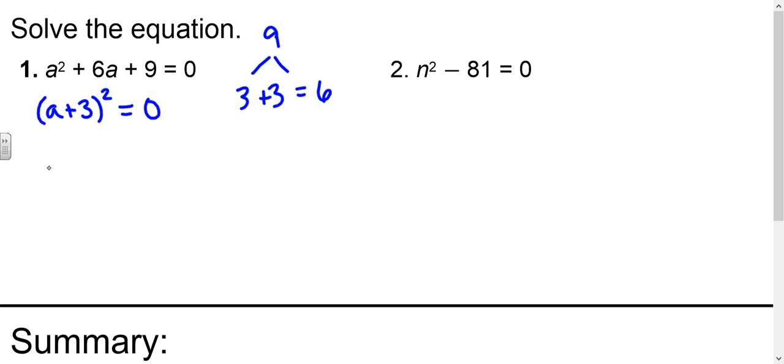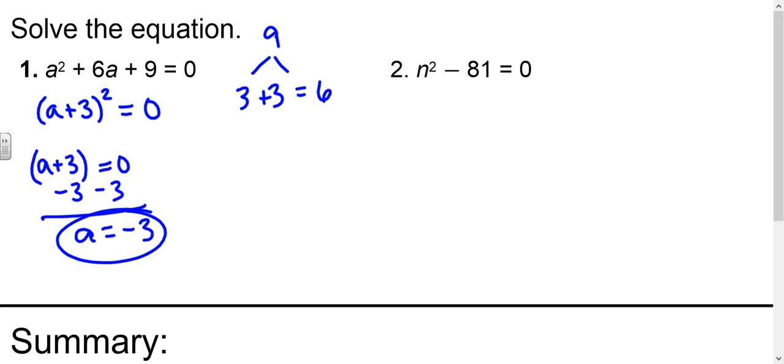So if I set a plus 3 equal to 0, then I could subtract 3. So a would have to equal -3. Now you can write this out twice, but if you set both parts equal to 0, you're going to be getting the same answer both times. So it's kind of a waste of time. You can just do one.